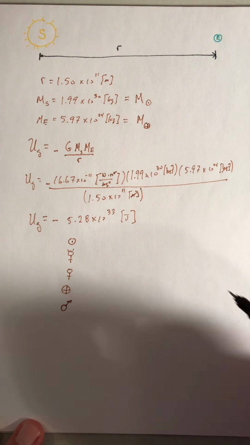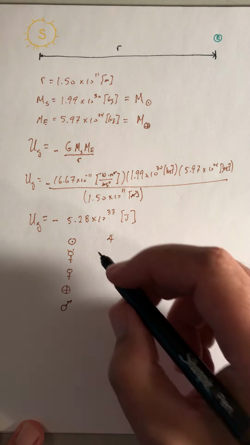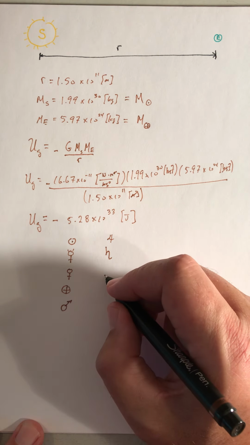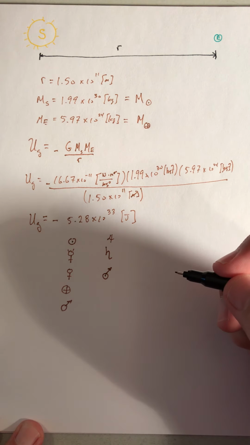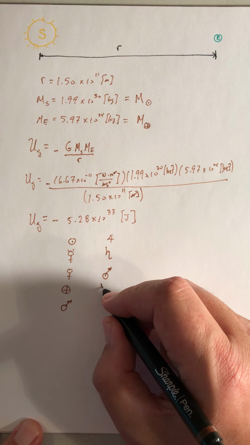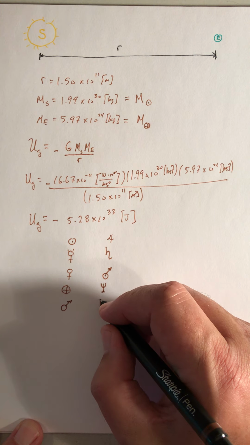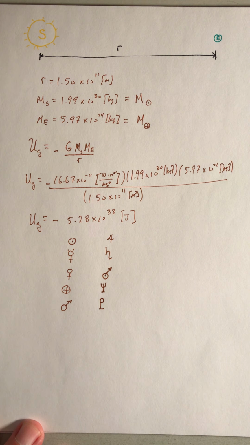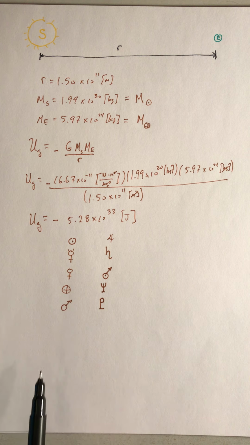Hopping out into the outer solar system, Jupiter, sort of a funky 4. Saturn is a funky H. Uranus is like Mars' symbol but with a dot. Neptune is a trident. And then Pluto is simultaneously the capital letters P and L. So you'll see these sometimes as shorthand symbols for those astronomical objects in our solar system.